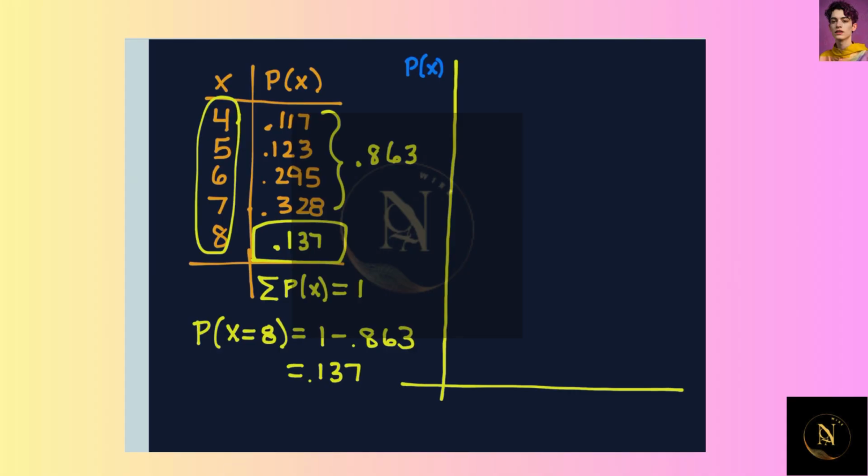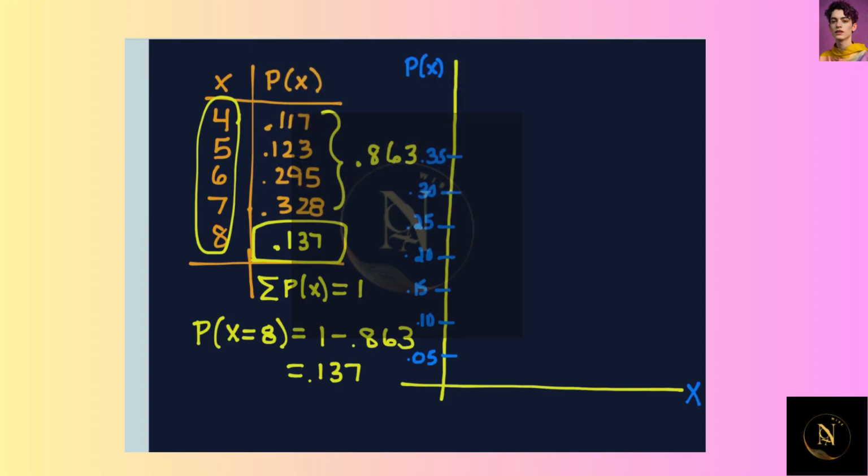So I'm going to say that here is 0.05, 0.10, 0.15, 0.20, 0.25, 0.30, and 0.35. And then the horizontal axis will be our x-axis.